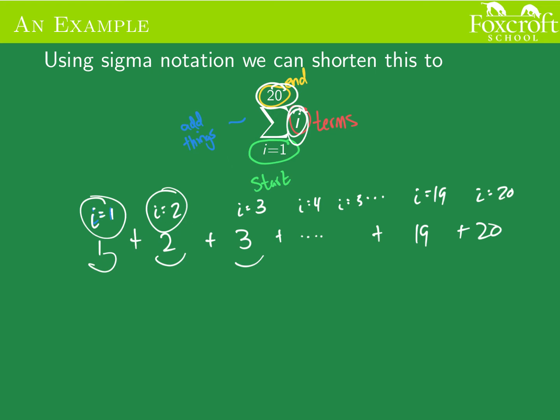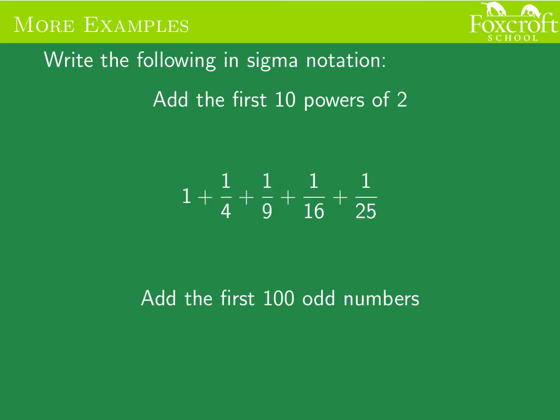All right, so for now, understanding the sigma notation is the first goal, and then using it in our approximations is the next goal. All right, so just to go along with understanding the sigma notation, how would you write these different things in sigma notation? So, add the first 10 powers of 2.